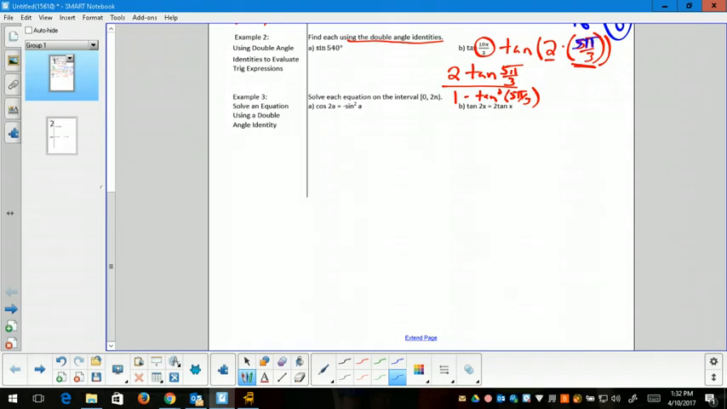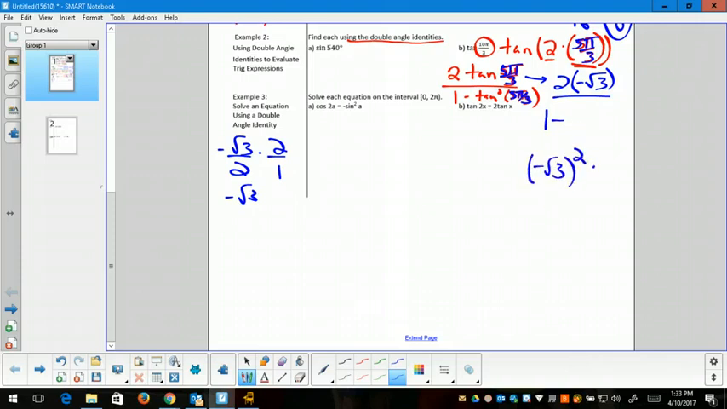So 5 pi over 3 is the angle we're evaluating for tangent. Tangent of 5 pi over 3, that's negative square root of 3 over 2, divided by 1/2 or times 2 over 1. So it's just negative square root of 3. So in the numerator, I really have 2 times negative square root of 3. In the denominator, I have 1 minus negative square root of 3 squared, which is just 3.